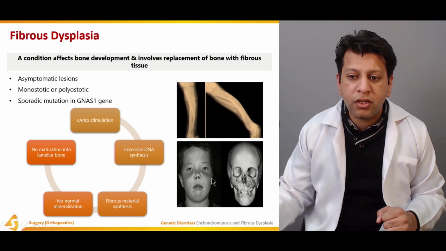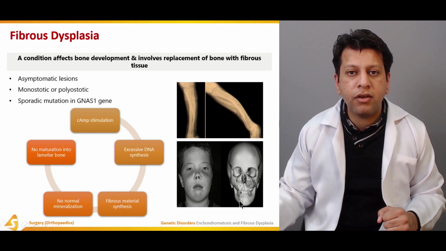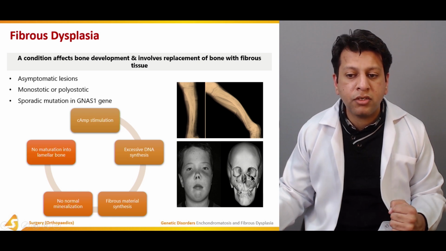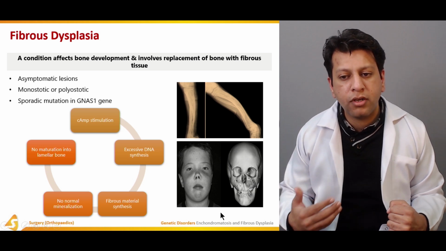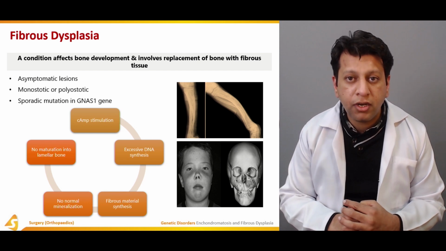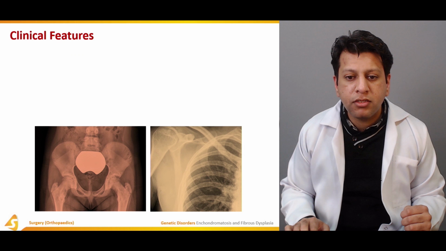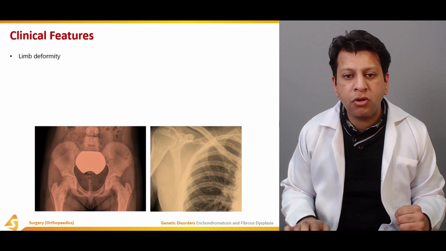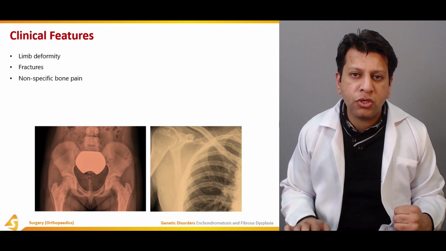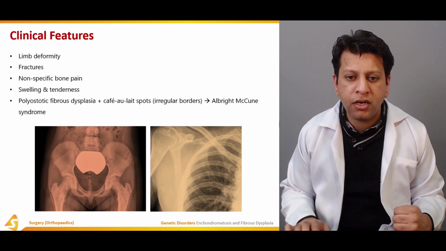If you see it over here, as we know, the skull and face bones usually undergo membranous ossification, which normally looks like this. If you see the CT, you can appreciate over here that this is fibrous dysplasia. The bone is replaced by fibrous tissue. Although the most common area of presentation is actually the long bones, especially the tibia. The clinical features include limb deformity and fractures. There may also be non-specific bone pain, swelling, or tenderness.